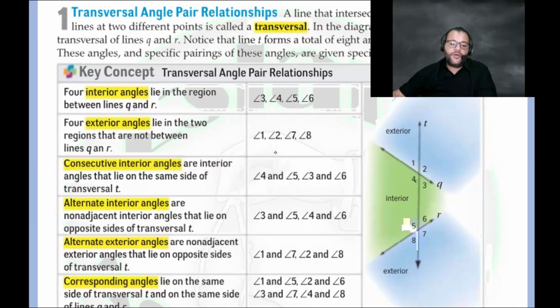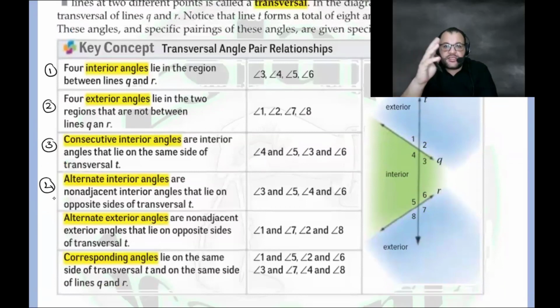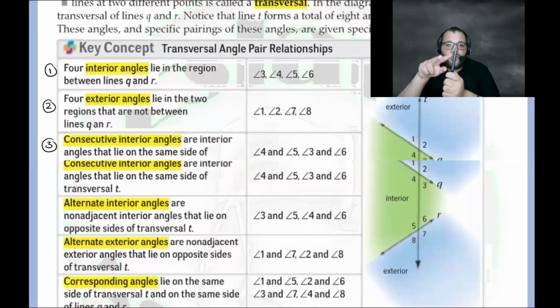Okay. Now we have finished number 1, which is the interior. Number 2, the exterior angle. Number 3, the consecutive interior. Number 4, the alternate interior. What is the meaning of the alternate? Alternate interior angles lie on two different sides of the transversal, one at the right of the transversal and the other one at the left. And the two angles are not adjacent.